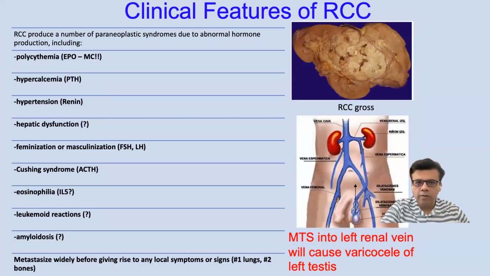Apart from these classical features, there are some paraneoplastic syndromes that are also seen in RCC due to production of various substances like PTH, which causes hypercalcemia. Erythropoietin production can lead to polycythemia. There can be some FSH-LH elaboration. Cushing syndrome may be seen sometimes due to ACTH production. IL-5 excess production may lead to eosinophilia. Leukemoid reaction may be seen, and even secondary amyloidosis may also be seen in renal cell carcinoma. And left testicular vein involvement and varicocele of the left testis is also a common clinical feature.